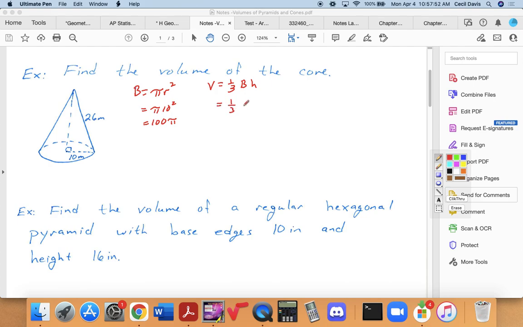So this is going to be 1/3 of 100 pi times, well, they didn't give us the height, but it's 24. How'd you get that? Right, it's a 5, 12, 13 triangle doubled, so that's 24. So this is exactly 800 pi cubic meters.